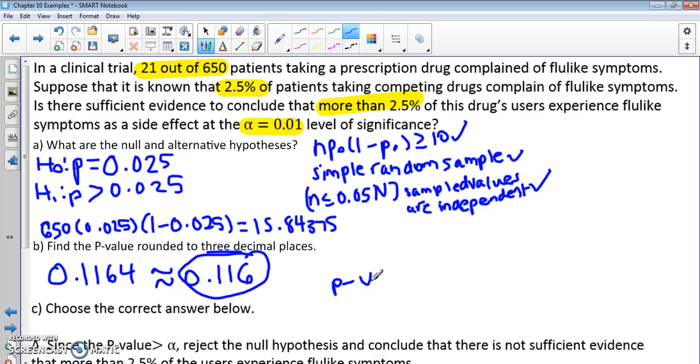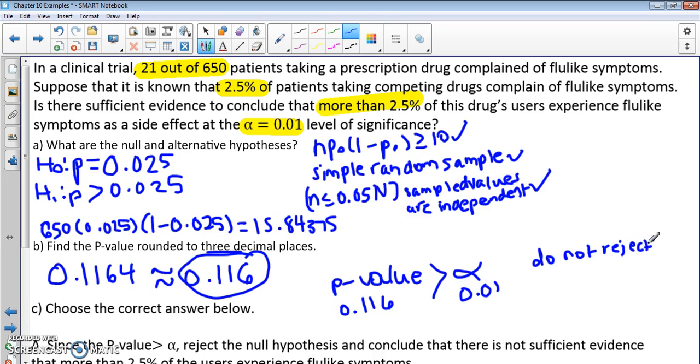So we want to compare our p-value to alpha. Alpha is 0.01. Our p-value is greater than alpha. So the p-value is greater than alpha. We do not reject the null hypothesis. And that means that there is insufficient evidence to conclude the alternative, right?